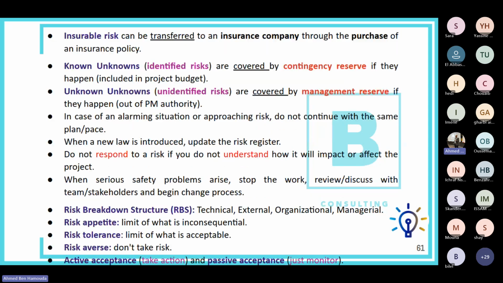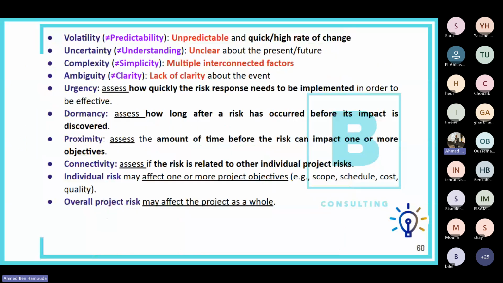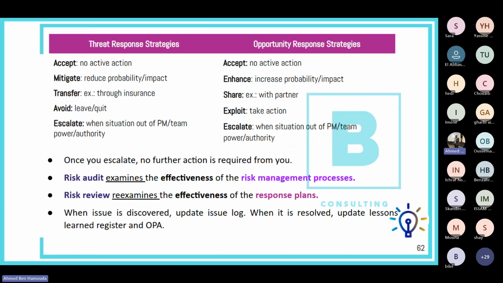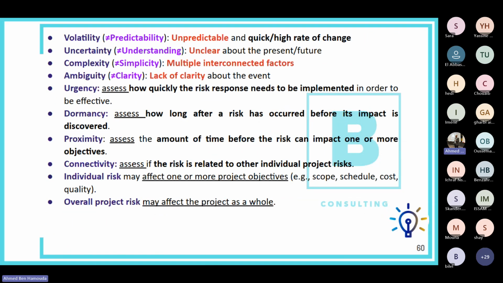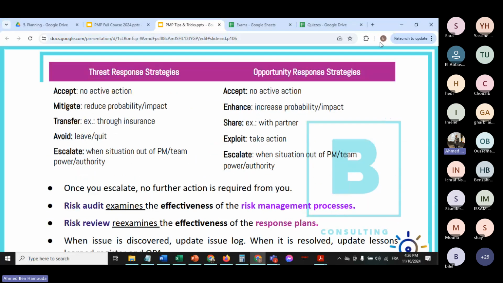So these are our tips and tricks for risk management. We will be practicing in the next session a lot of questions very similar to the ones you might have on the PMP exam on risk management. All right, so let's put this in a separate video.